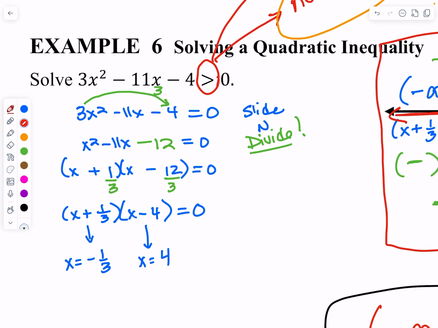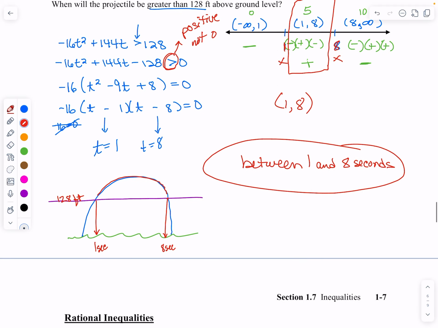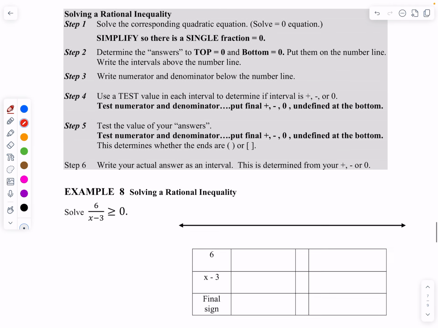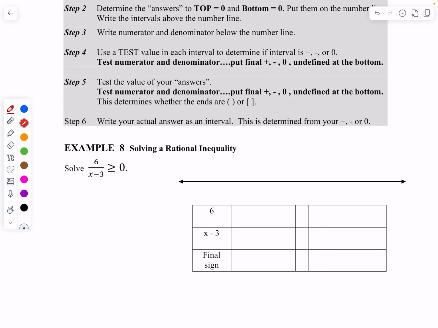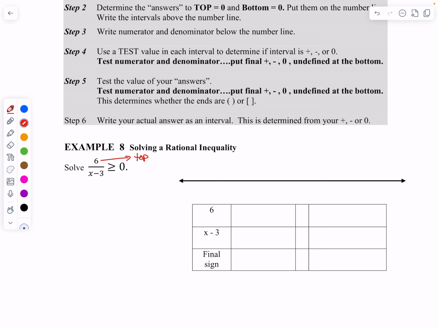The way that we're going to do it here is we're going to look at the top and the bottom instead. I made a chart here. We're going to look and see what makes the top 0, and what makes the bottom 0. Let me write that in blue. Sorry. All right, so let's see what makes the top 0 and what makes the bottom 0.